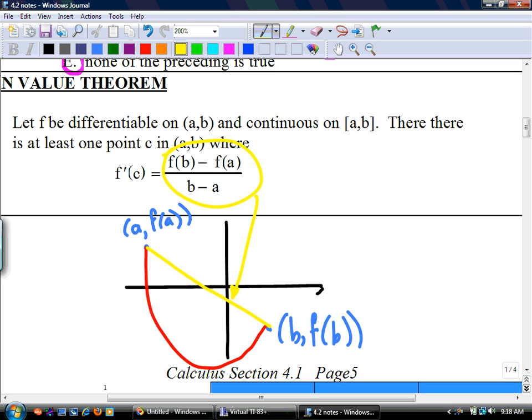Okay, what I would like you to do, this is why I asked you to have a ruler. Take your ruler and place it along the slope of that line. So join A, f of A, and B, f of B with your ruler, and hold your ruler there. Now slide your ruler up and down with the same slopiness, and go looking for the points C that have that same slopiness.